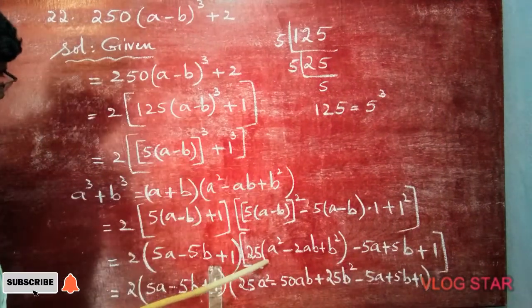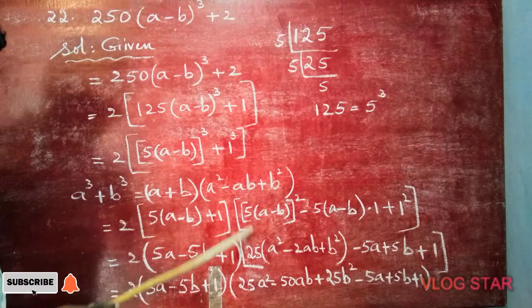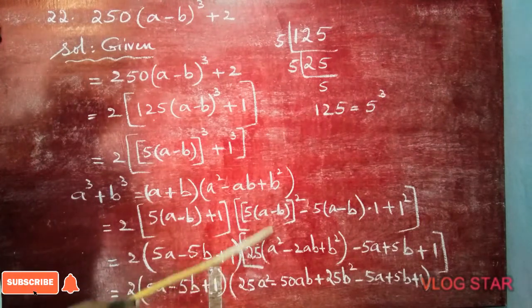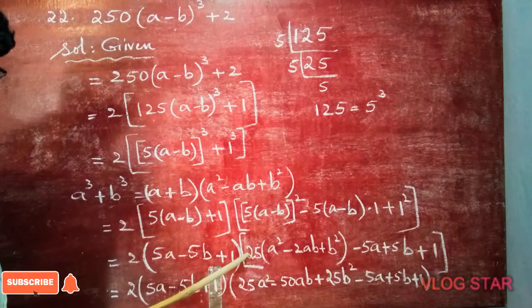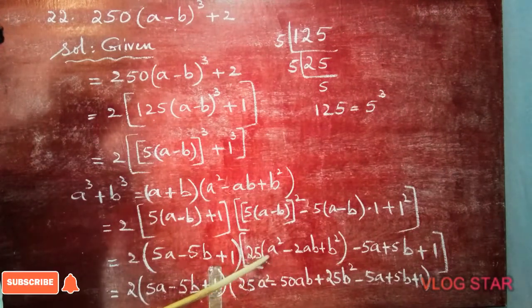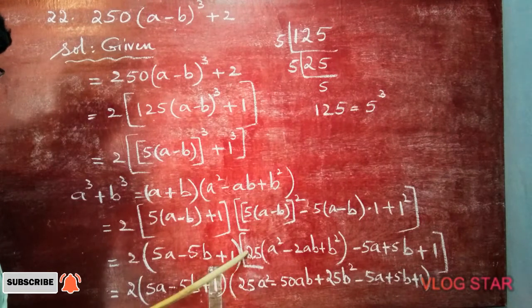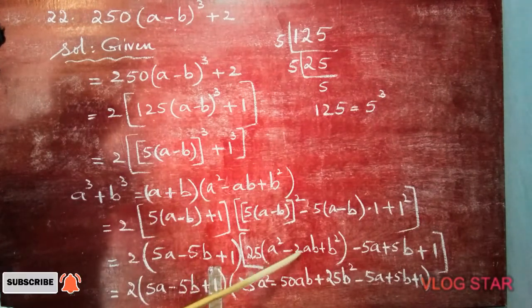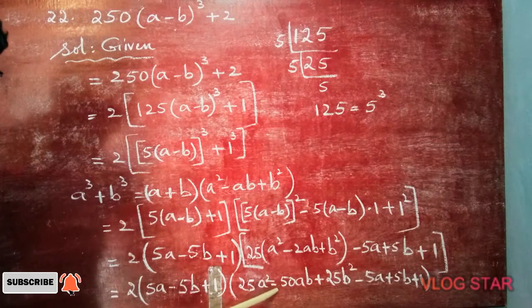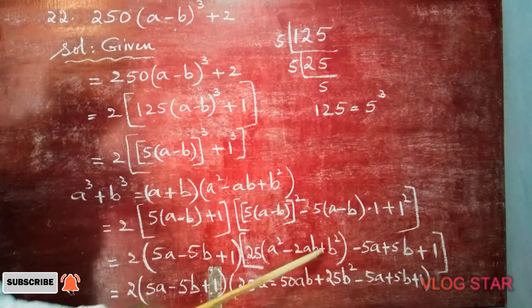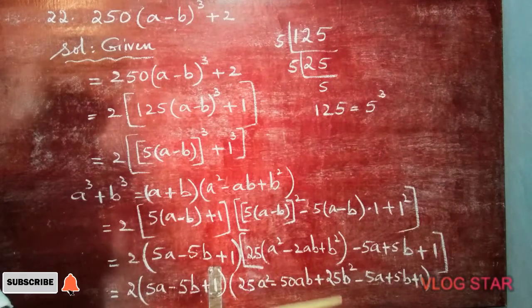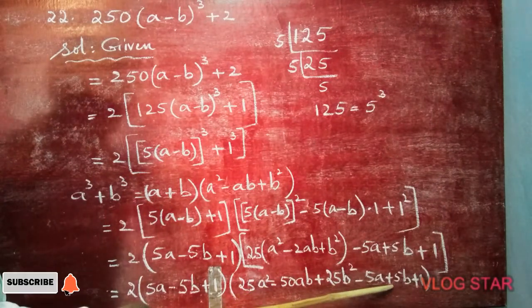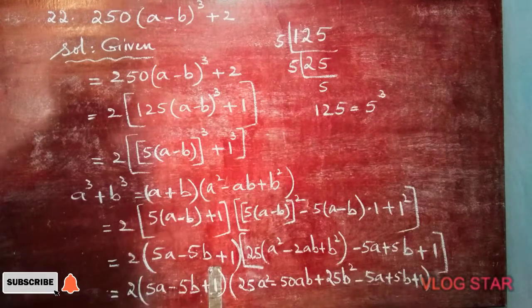I want to explain this part. 5 5s are 25. With 25 (a minus b) whole square, a square minus 2ab plus b square. So plus into plus 25 into a square is 25a square, plus into minus 25 2s are 50, ab is there, so minus 50ab, plus into plus 25 into b square is 25b square, minus 5a plus 5b plus 1.